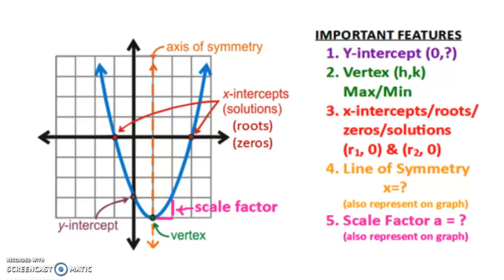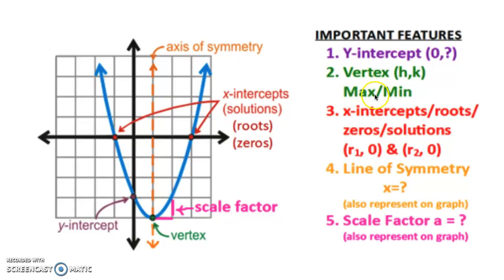So the first one is the Y-intercept. That is the point where the parabola, this blue part, crosses the y-axis. And remember, the y-axis is this dark black line here. So if you look, it crosses right here at this point. That is our Y-intercept. Our vertex is the very lowest or the very highest point of our parabola.